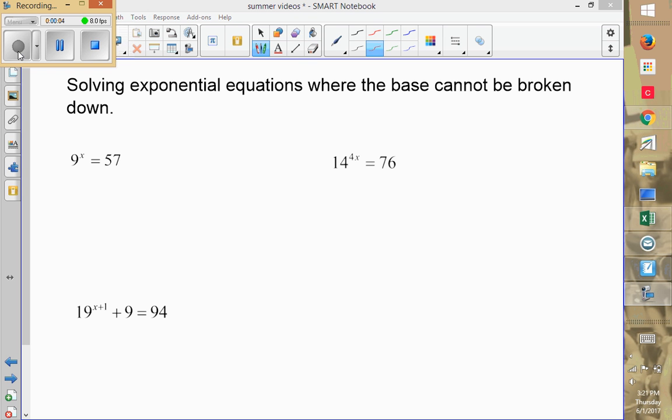Okay, we are going to talk about how to solve an exponential equation where the base cannot be broken down and we therefore cannot just go and compare exponents.